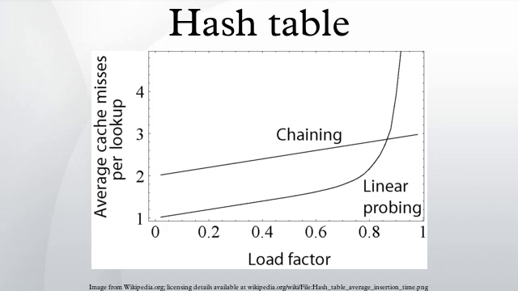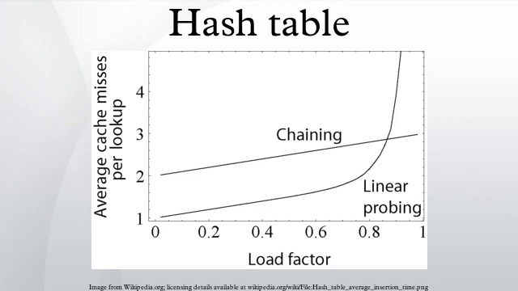In computing, a hash table is a data structure used to implement an associative array, a structure that can map keys to values. A hash table uses a hash function to compute an index into an array of buckets or slots, from which the correct value can be found. Ideally, the hash function will assign each key to a unique bucket, but this situation is rarely achievable in practice.